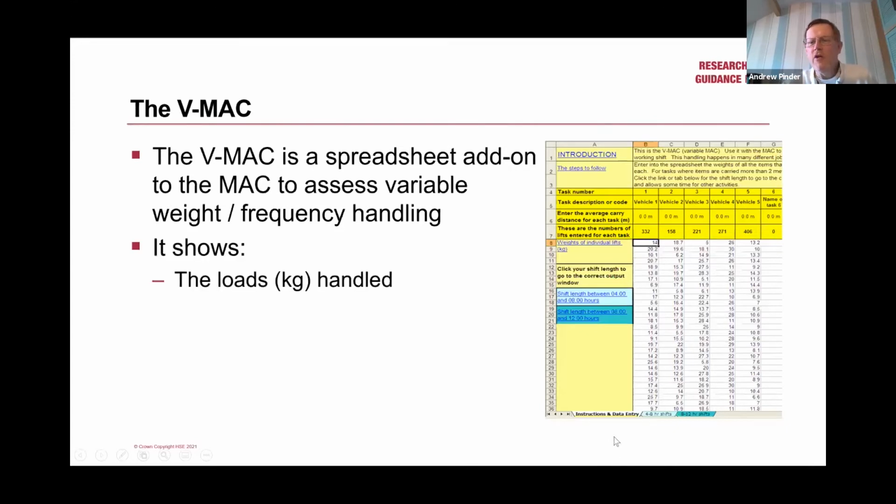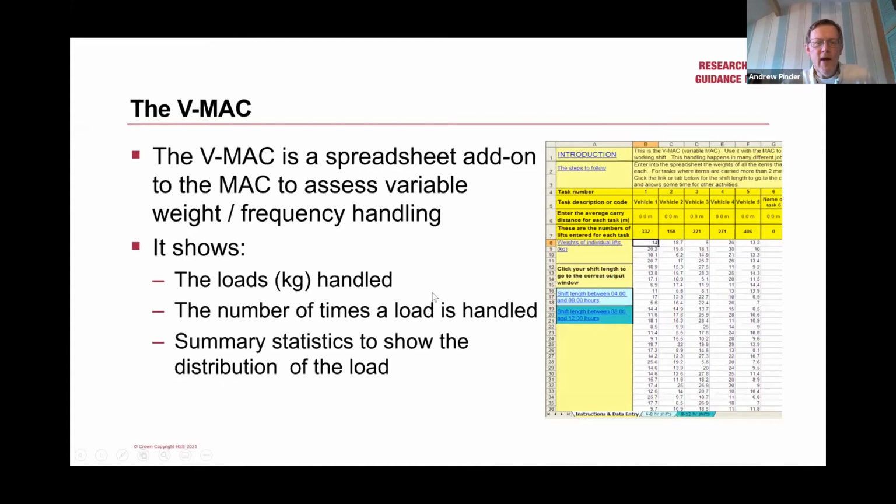And what it does is it shows the loads you've handled. You put them into the white boxes in the spreadsheet, and it will tell you the number of times a particular weight of load has been handled. Everything is rounded to a kilogram, and it gives you some summary statistics to show how the load is distributed. And then it uses the same color bands as the Mac to assess risk. So it's designed to integrate with the Mac.